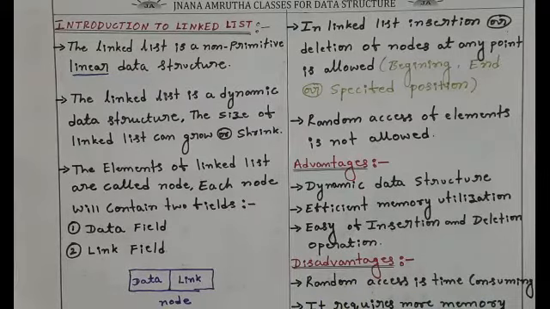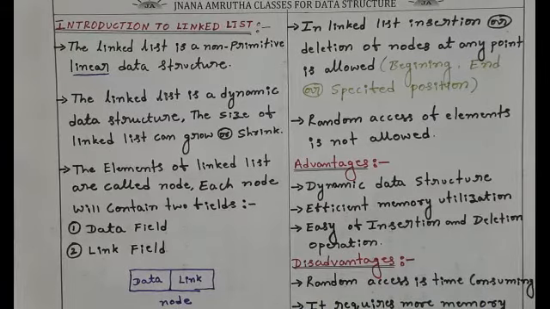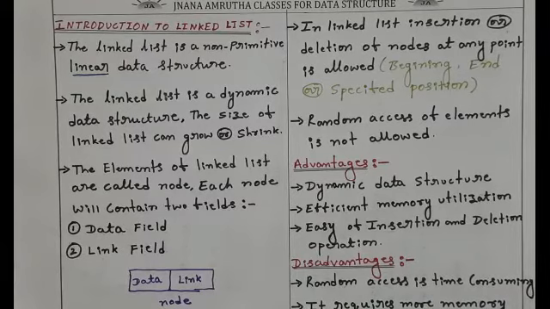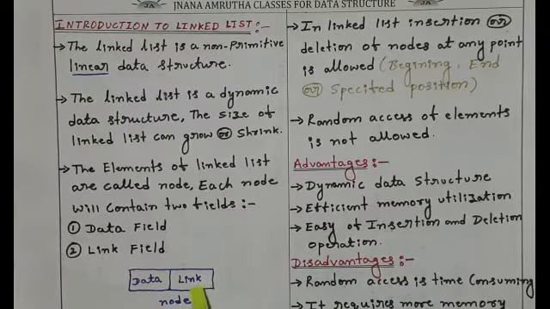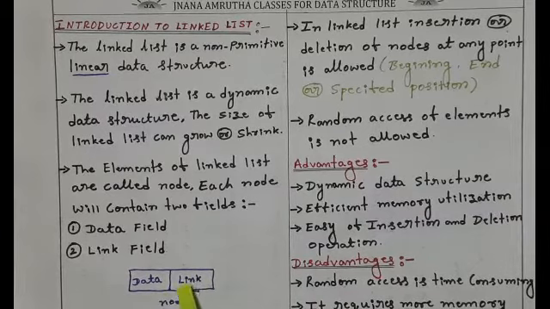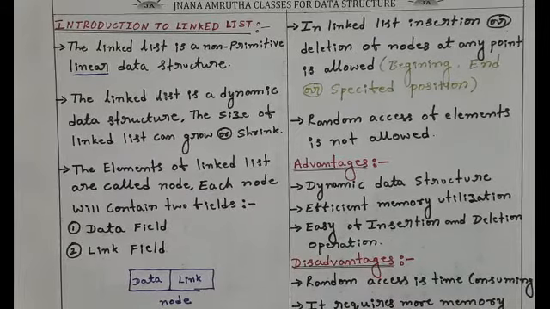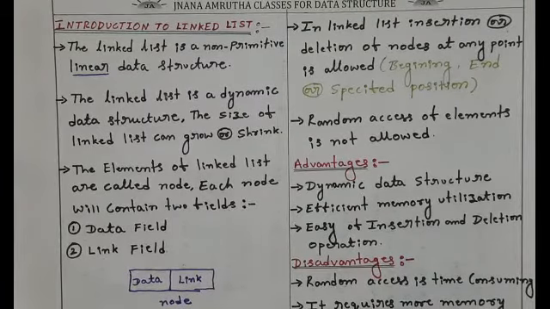The next disadvantage is that it requires more memory space. Why? Because the node will contain the data field along with the link field, or the address field. If I want to store data, we need to store addresses also, so it requires more memory space. Understood, right? Very simple. With this we are completing this introduction to linked list class.